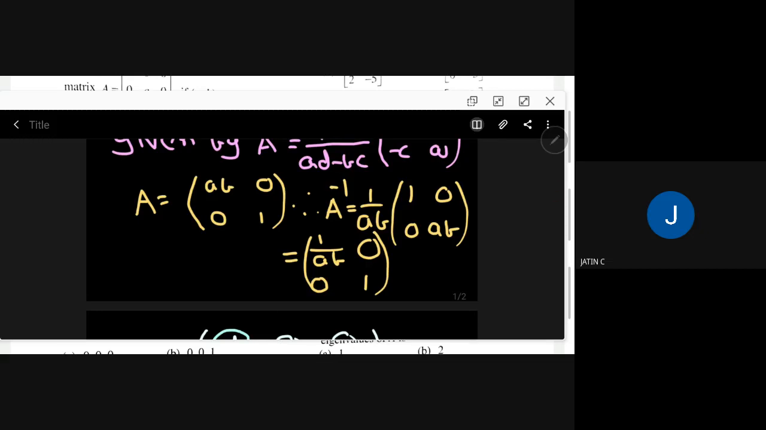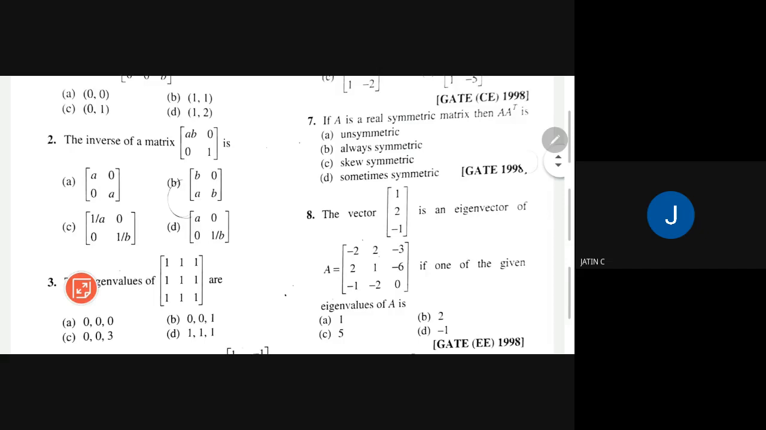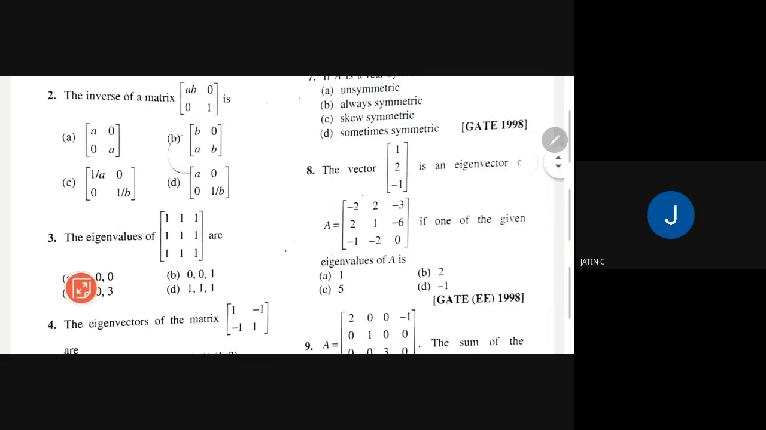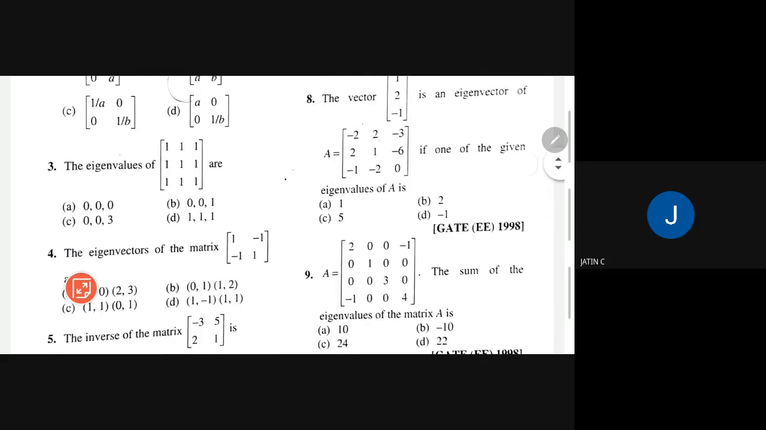But it appears that this answer is not there in the options. There is a mistake here in the second problem. Now look at the third one. How can the third one be done? They have given a matrix A, with 1 1 1, and they are asking for all the eigenvalues of this matrix.